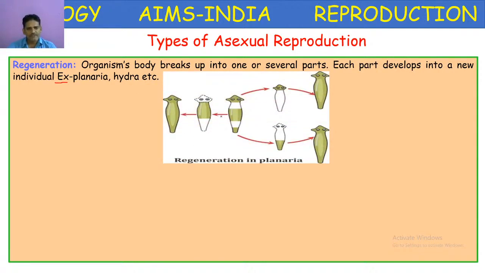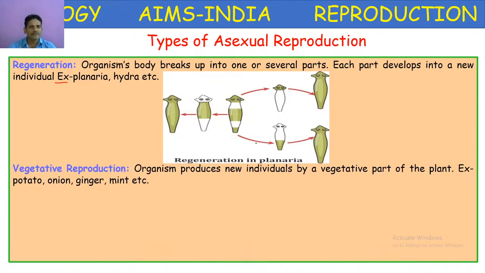Accidentally, when any wound or injury occurs, it will break into two and each one develops into a new individual. This is called regeneration. Re means again, generate means produce. In lizards also, sometimes the tail detaches. Again it develops the tail. That is regeneration. Earthworm also. When you cut the earthworm into pieces, the part with the head piece develops into a new organism. That is called regeneration. Next type of asexual reproduction, vegetative reproduction.